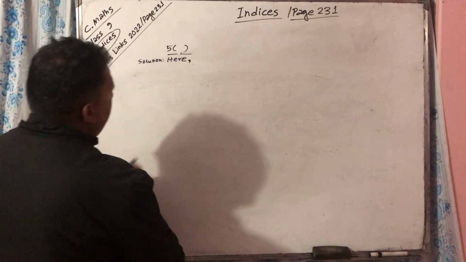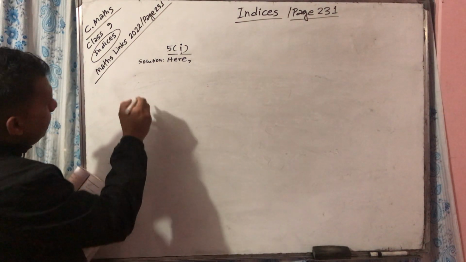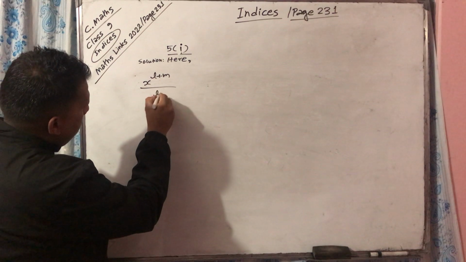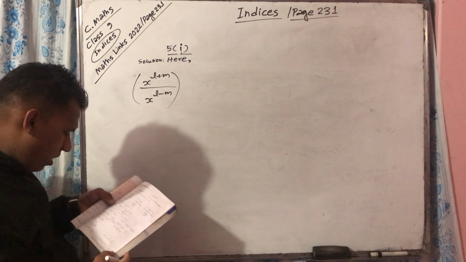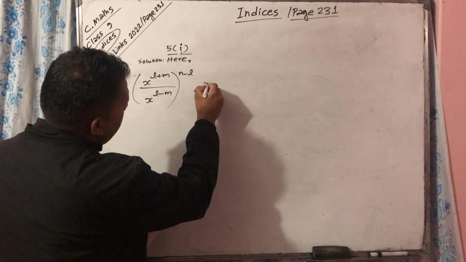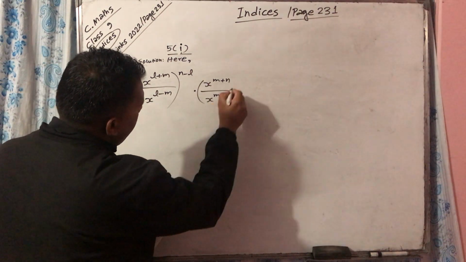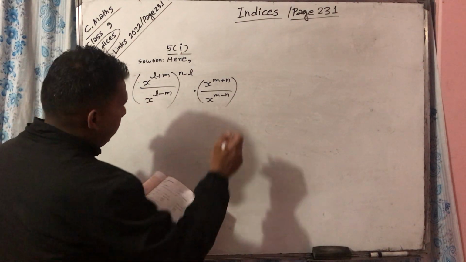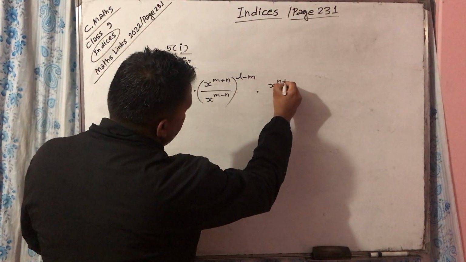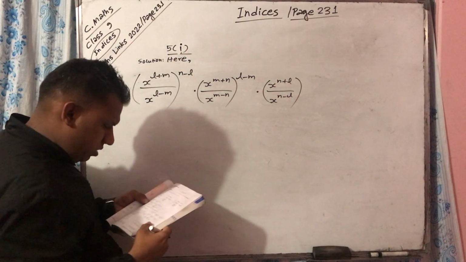Okay students, now we go to question number 5i. Let's start 5i. On question number 5i, we are given (x to the power l plus m upon x to the power l minus m), its whole power is n minus l, multiplied with (x to the power m plus n upon x to the power m minus n), its whole power is l minus m, multiplied with (x to the power n plus l all upon x to the power n minus l), its whole power is m minus l.